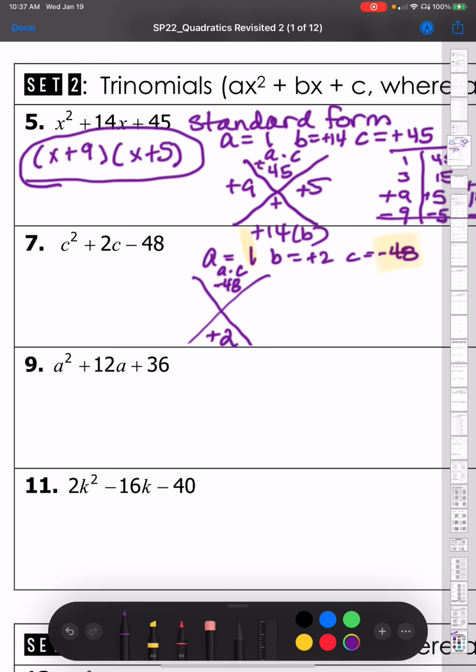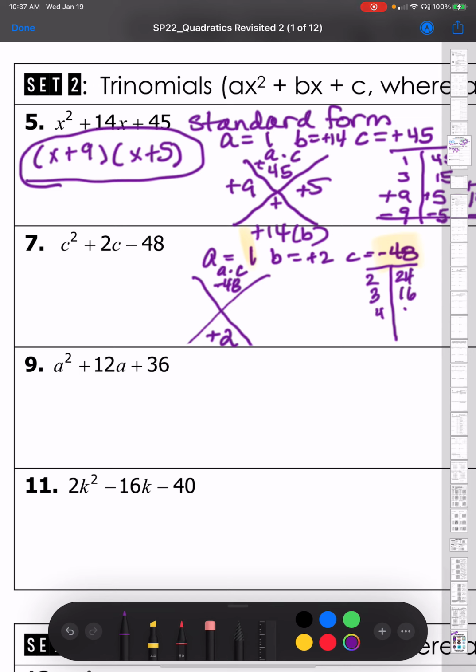So negative 48. To multiply two numbers together to get a negative tells us that we have to have a negative and a positive. So let's look at our factors. We have 1 and 48. We have 2 and 24. We have 3 and 16.